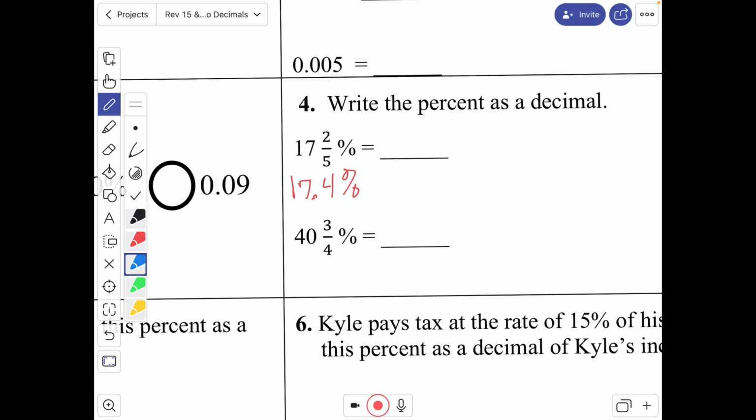0.4%. And then you move the decimal 2 spaces, so that would make it 0.174. And you're going to do the same thing for the other one. Get rid of the fraction first. So it's going to be 40 point, I don't know, what's 3/4 as a decimal? Something, you can fill in that blank.